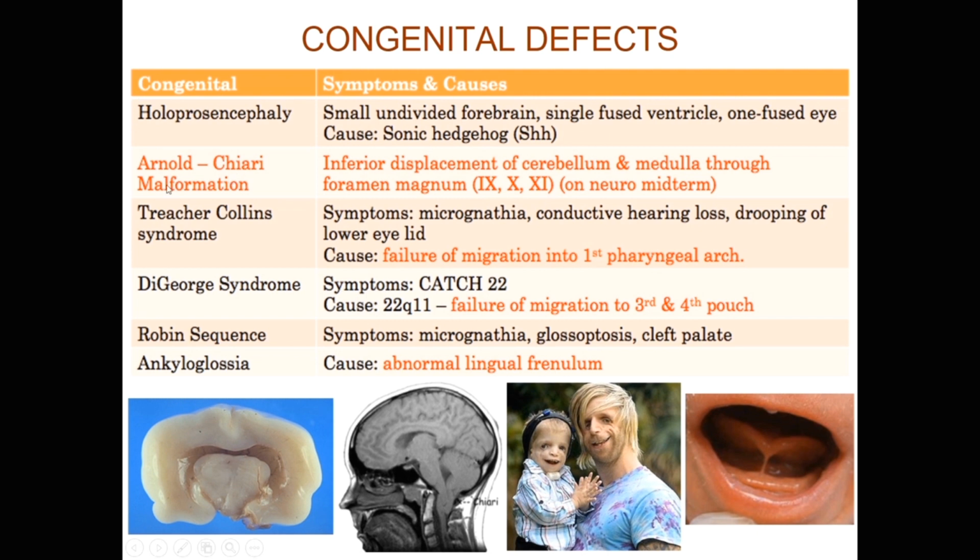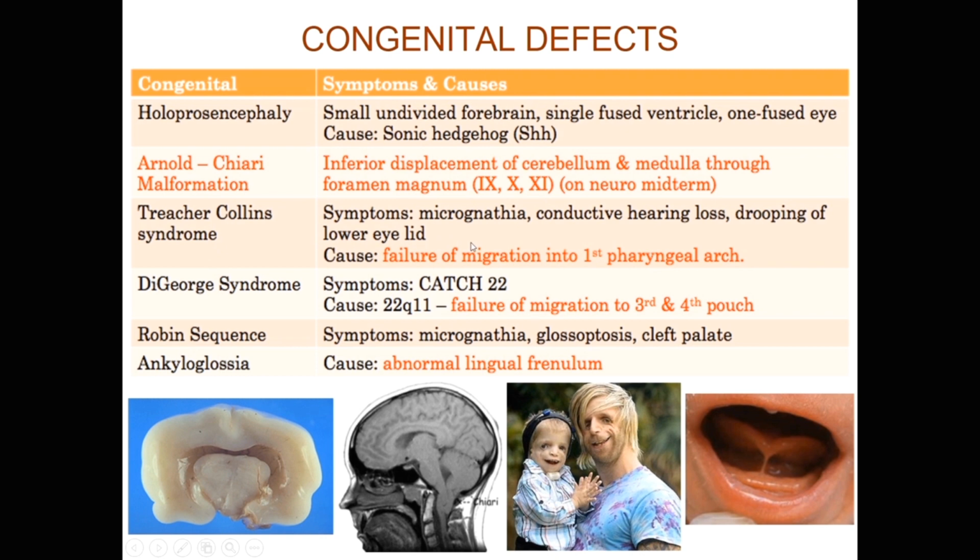Next is Arnold-Chiari malformation. Now, this was on our exam, and as it was for many other exams, so definitely high yield. This is inferior displacement of the cerebellum. So if your cerebellum starts to shove down into the foramen magnum, it can damage cranial nerves 9, 10, 11, which are right on that medulla there. This is known as Arnold-Chiari malformation.